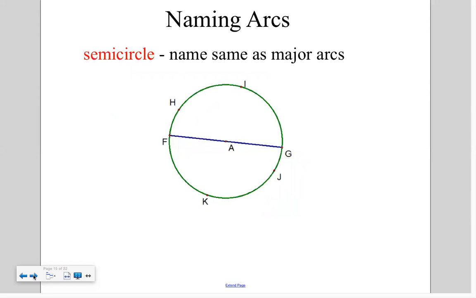The way you name your semicircle is the same as the major arcs, because there are 2 ways that you could go with that semicircle's endpoints. So you have to use that 3rd point in the middle. If I wanted to talk about this semicircle, I would need to use H or J in the middle. So say arc FHG. That way I know I'm talking about the one that goes along the top. This is as much for you guys so that when you need to answer, you're answering correctly, but also if you're posed a question, you know which arc we're talking about.